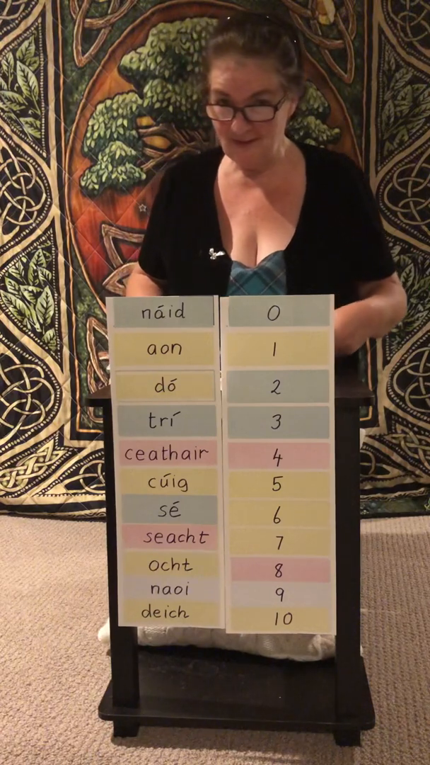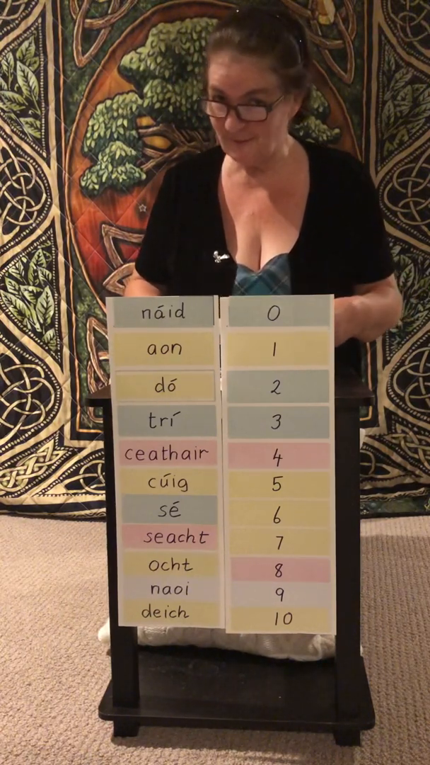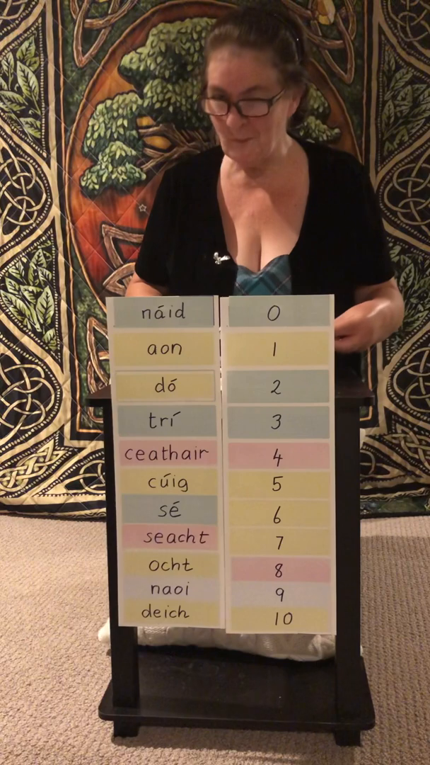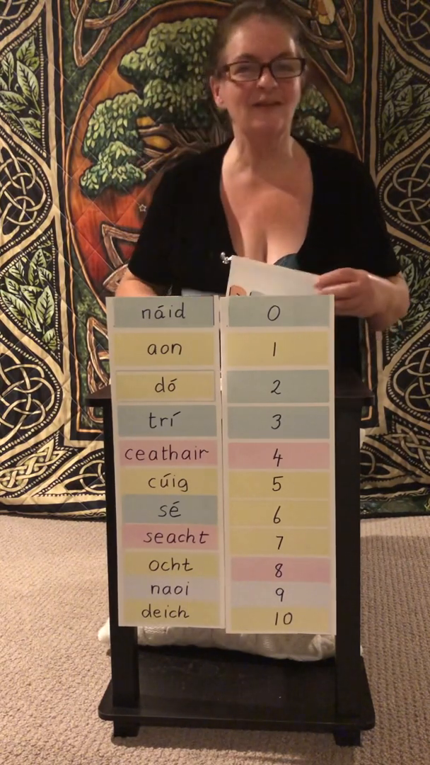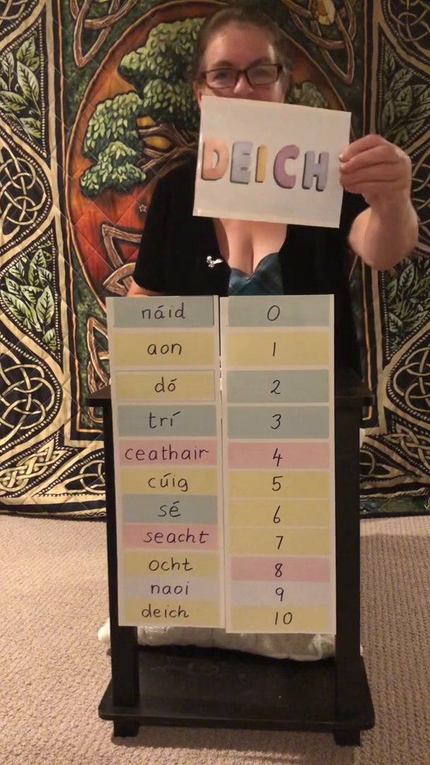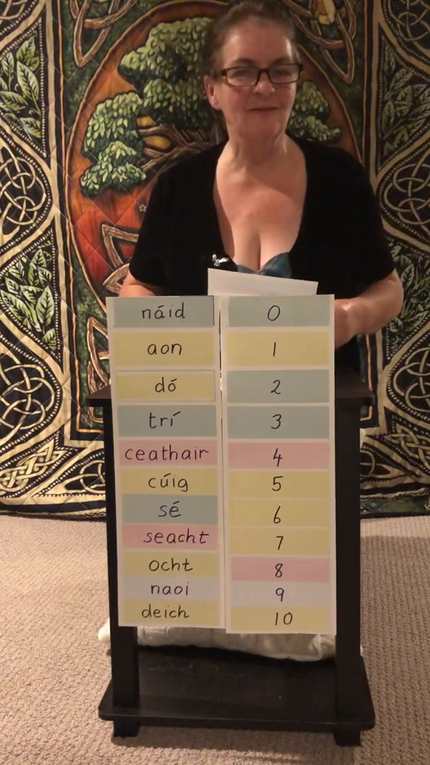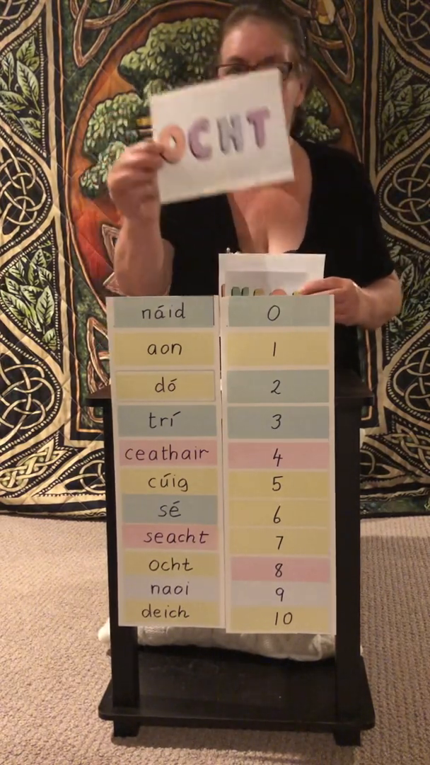Do you remember 9 and 10? Because I need you to remember them. What was 9? Knee, and 10, J. And what was 8? Ocht.